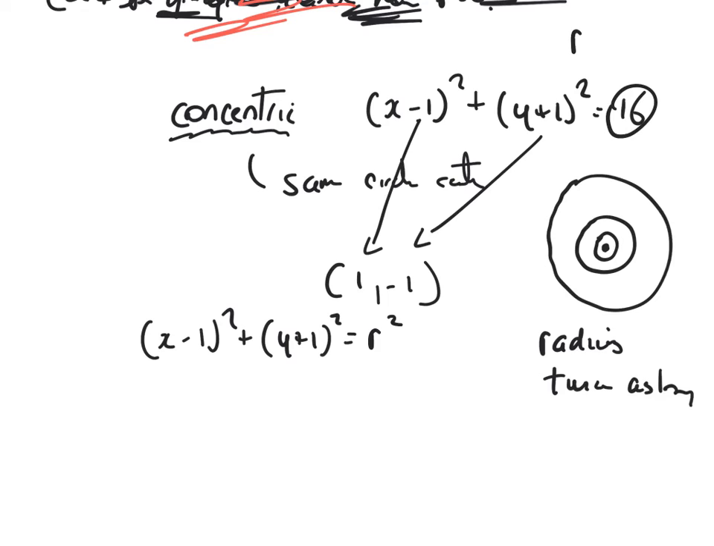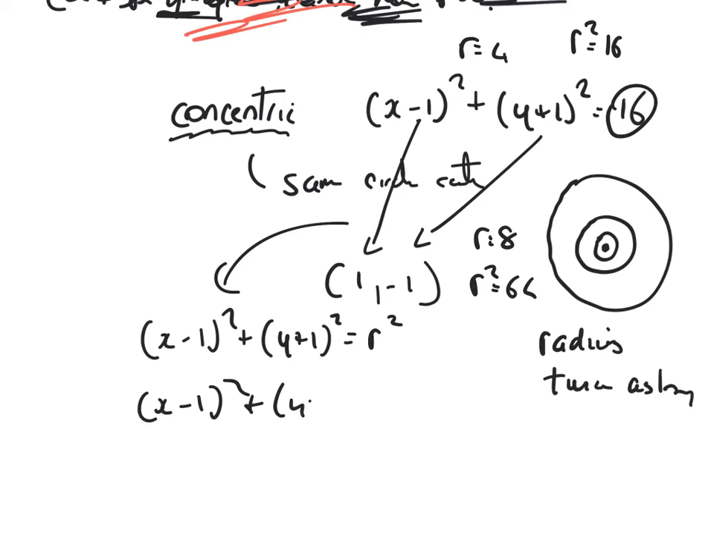So we can see that the radius squared of this circle is 16, which means its radius is 4, which means the radius of this circle must be 8 since it's double length, which means r squared is 64. x minus 1 all squared plus y plus 1 all squared is equal to 64. Let's try another question.